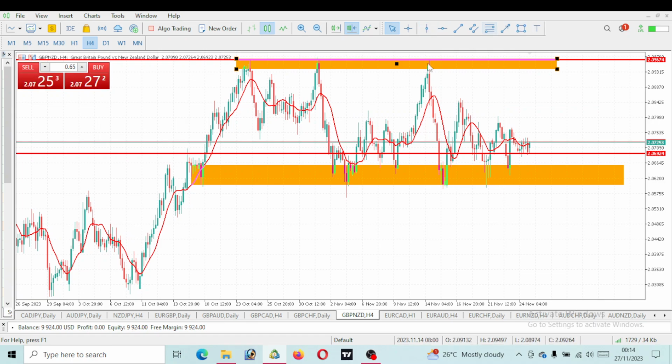So what next are we expecting on GBP New Zealand dollar? Definitely we'll be expecting a bullish move back to our resistance level. So our bias on GBP New Zealand dollar is to the upside. So a bullish move is what we should be expecting this week on GBP New Zealand dollar.